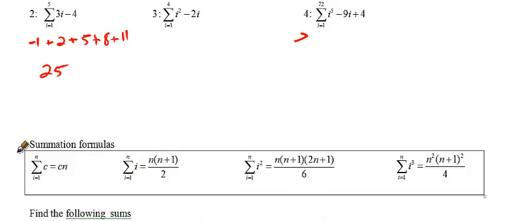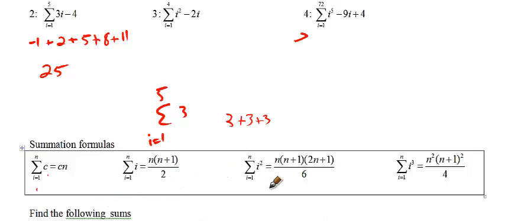So here's the basic ones. If you want to add up c, now you realize there's no i here. So if we're doing the sum of 3 from 1 to 5, you're just going to have 3 plus 3 plus 3, 5 times. So c times n, 3 times 5. If you've got just i, so 1 plus 2 plus 3 plus 4 plus 5, that's just the last number times the last number plus 1, divided by 2.